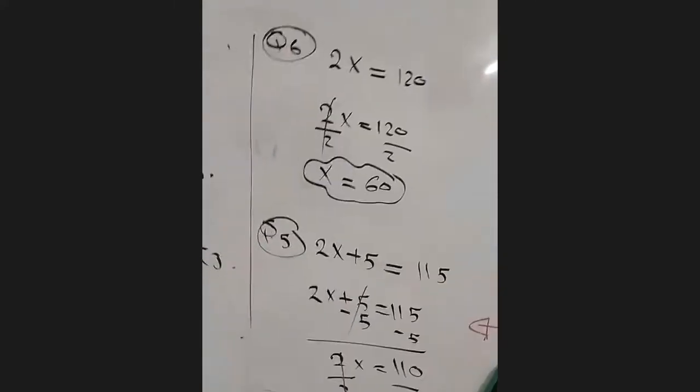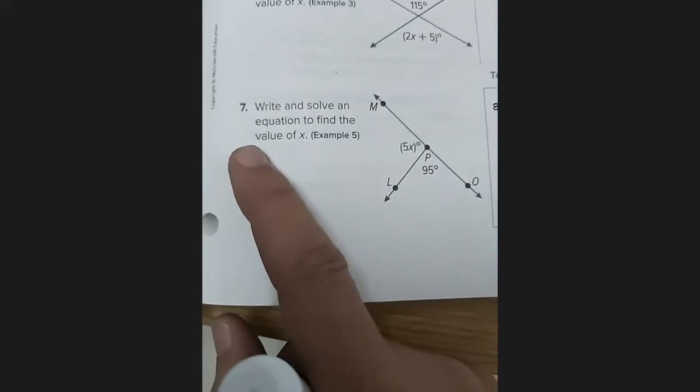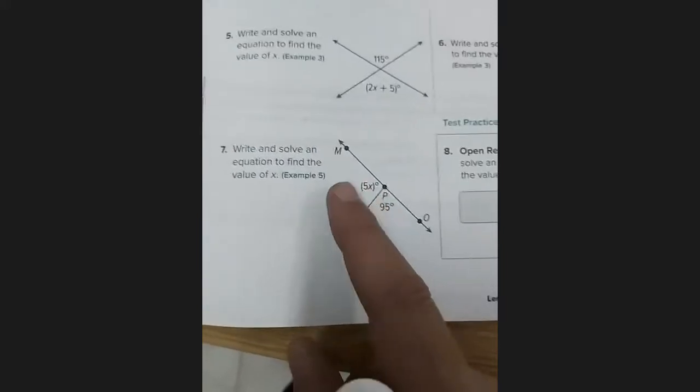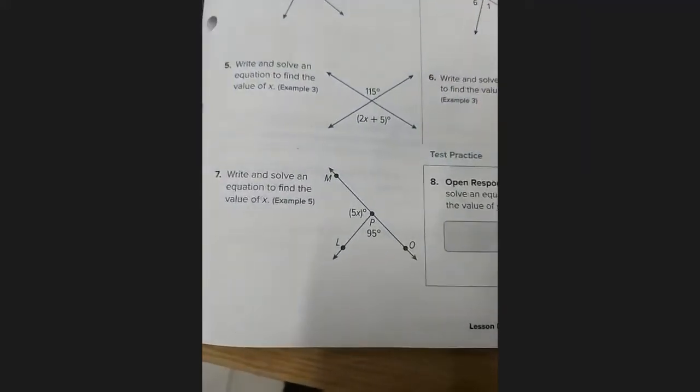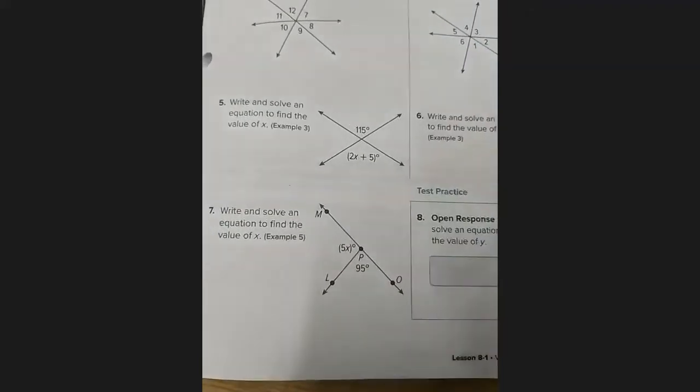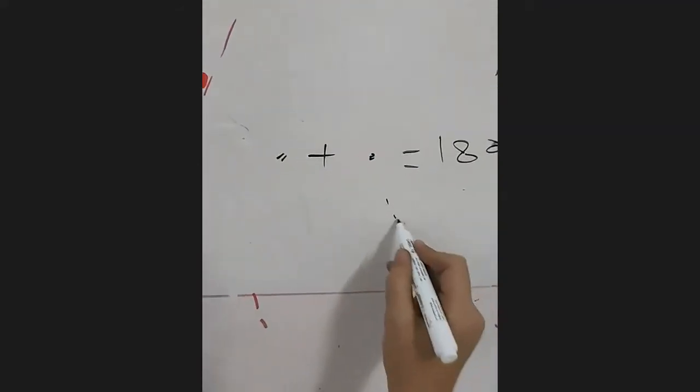But look at question 7. Are these two angles here vertical or adjacent? They are adjacent, adjacent on a straight line, right? So are they equal? No, they are not equal. We need to add them and the answer should be 180. Exactly. So you add the two angles and the answer is 180, then you solve the equation.